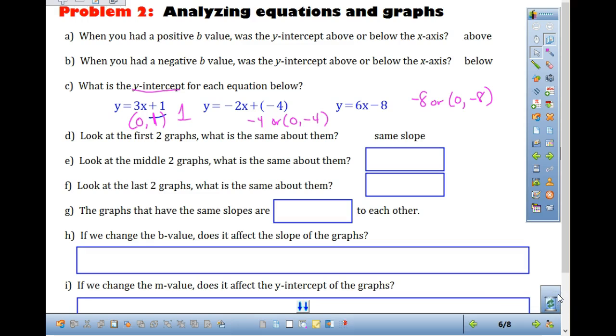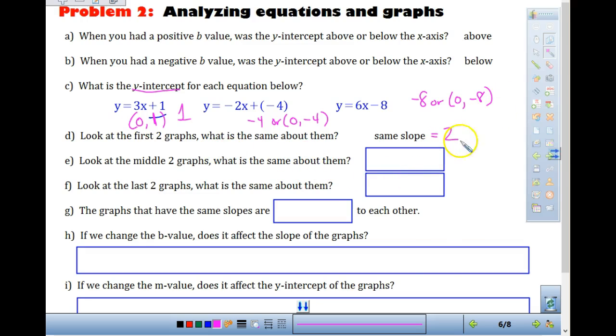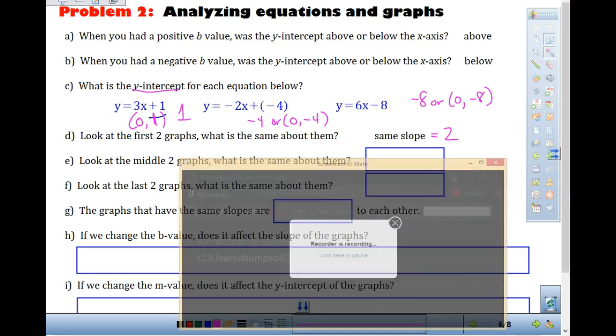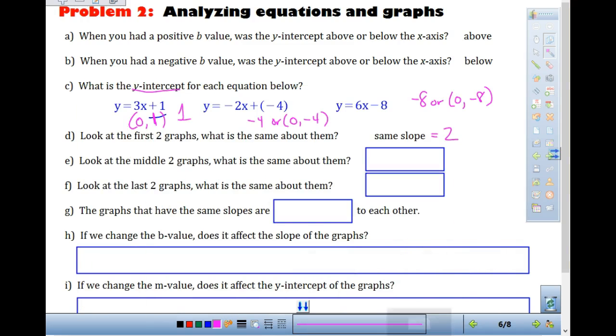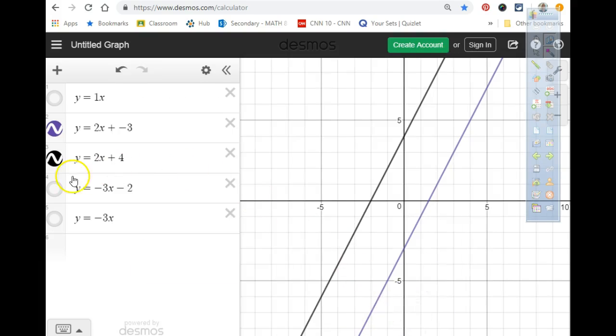That's called our slope, right? Same slope, and I agree, we might want to put equals 2. It says in the middle two, what is the same on them? So again, we are looking at those middle two graphs as we look at that. These are our middle two, which was the 2.